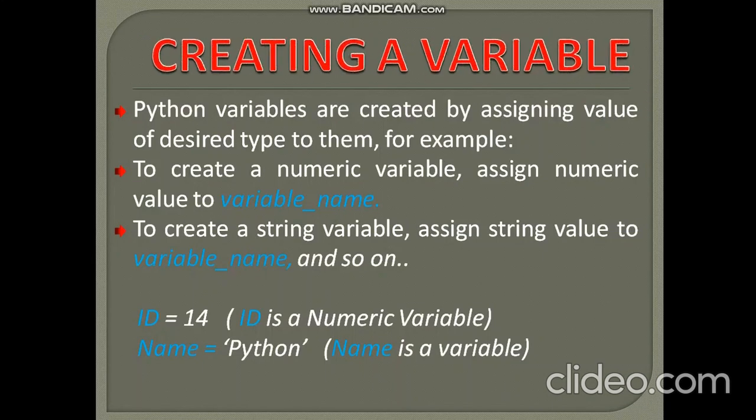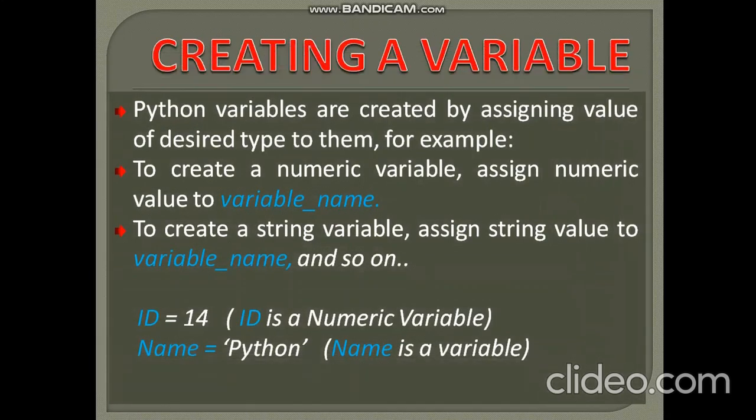Creating a variable. Dear students, Python variables are created by assigning a value of the desired type to them. For example, to create a numeric variable, assign a numeric value to the variable name. To create a string variable, assign a string value to the variable name, and so on. Like id is equal to 14 and name is equal to Python. So here id and name are a numeric variable and a string variable.